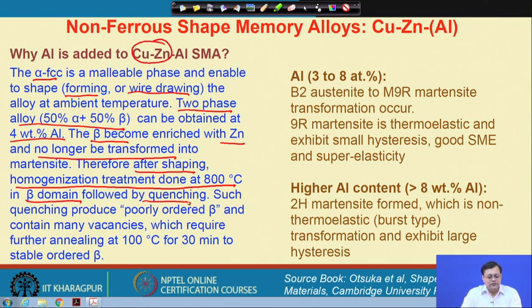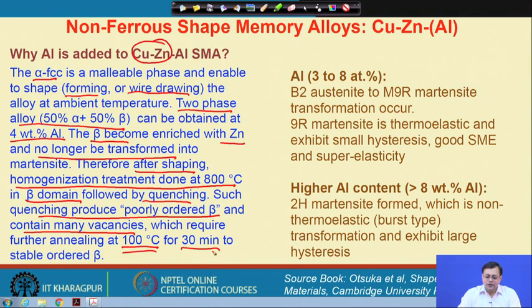So, during this homogenization and quenching treatment, it produces a poorly ordered beta structure, which is not desirable, and it contains many vacancies. To anneal out or remove those vacancies from the poorly ordered beta structure, we need some tempering operation and heat treatment around 100 degrees centigrade for some 30 minutes, so that we can get a very stable beta, which will be further transformed into martensite, and this is basically the purpose of adding aluminum.